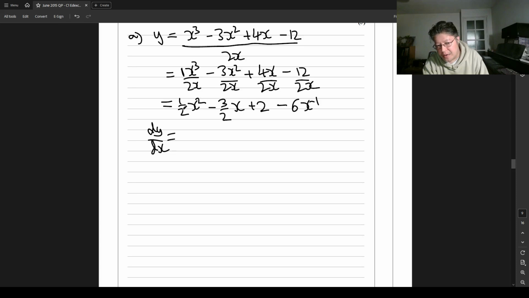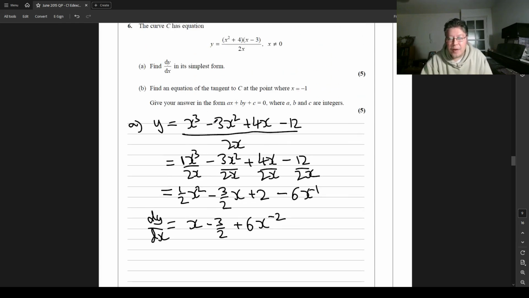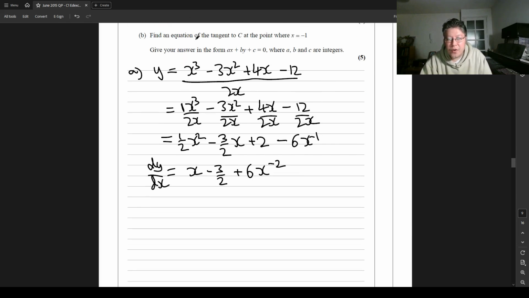Okay, so the 2 is going to come down and multiply the half to give you a 1, which I won't write. We'll just put the x, because the 2 becomes a 1. For the linear term, the x just disappears, so it's minus 3 over 2. Constants disappear. And for the final one, the minus 1 is going to come down and multiply this minus 6 to give you plus 6. And then we'll subtract 1 from the power to give you a minus 2. So that's dy dx.